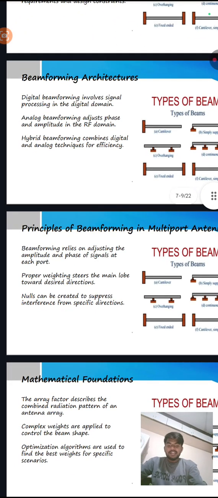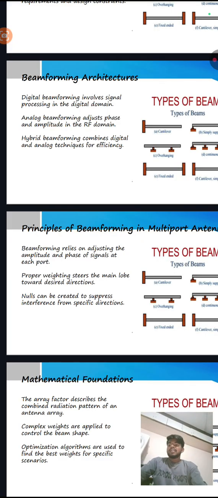Principle of beamforming in the multiport antenna. Beamforming relies on adjusting the amplitude and the phase of the signals at each port. Proper weighting steers the main lobe towards the desired directions. Nulls can be created to suppress interference from specific directions.